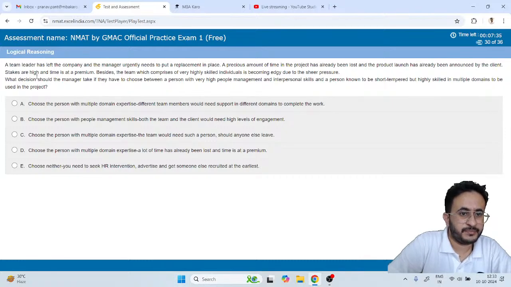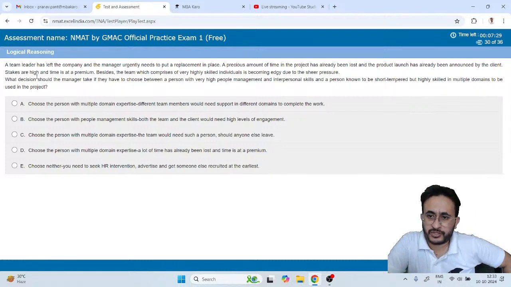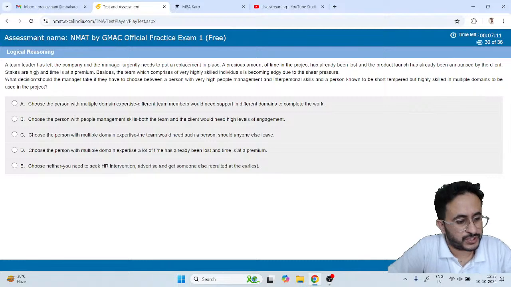Let's move on. The team leader has left the company and the manager is looking for a replacement. Precious amount of time has already been lost, and the product launch has been announced. Stakes are high. The team comprises very highly skilled individuals. Options: high people management and interpersonal skills; short-tempered but highly skilled. Okay, now if you have to choose, see, we are not choosing an individual team player, right?